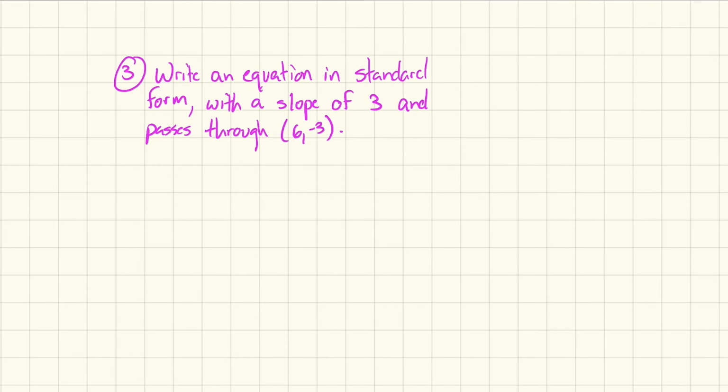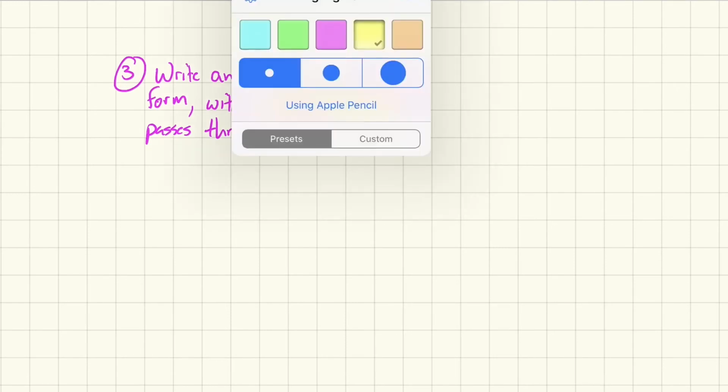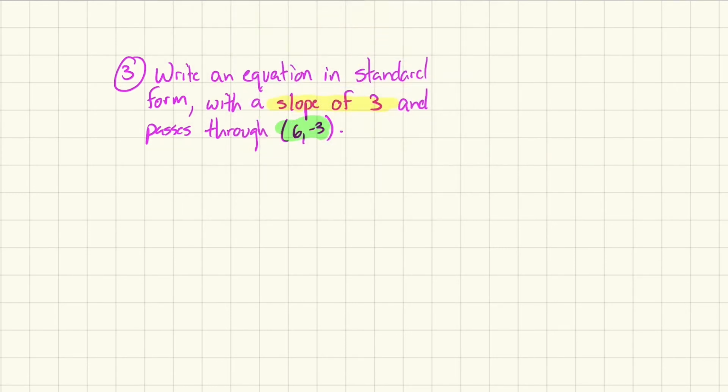And number 3 says, write an equation in standard form with a slope of 3 and that passes through (6, negative 3). So taking a look, important pieces of information. We got a slope right here, and then they give us a point at the end. Well, since they've given us a point and they've given us a slope, we might as well use point-slope form, which is y minus y sub 1 equals m times x minus x sub 1.